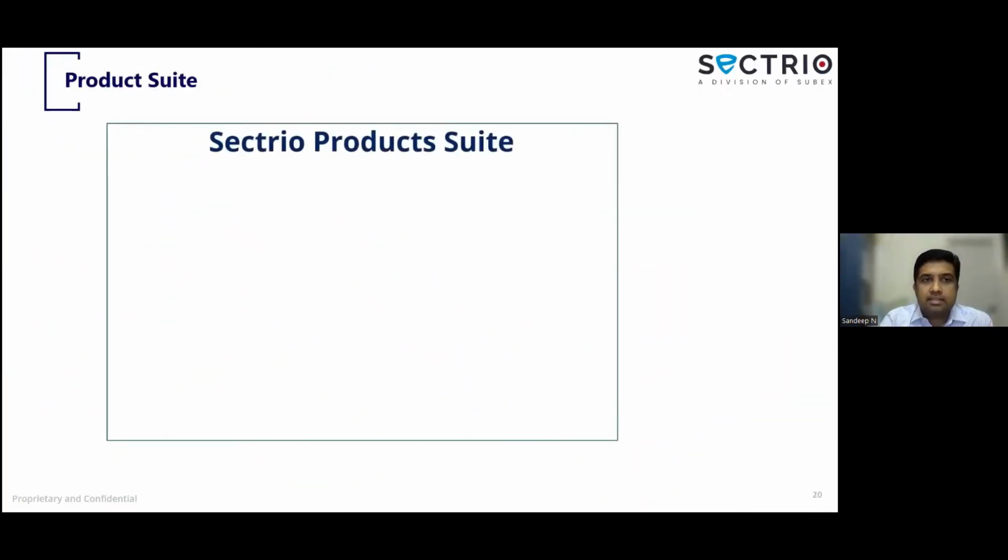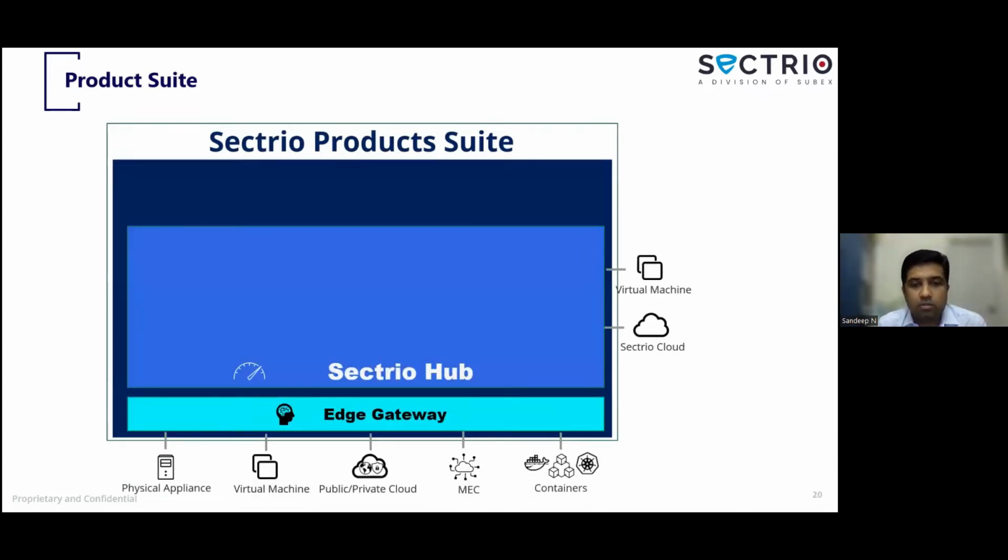So this is what the Sectrio product suite looks like. There are two pieces to the whole solution. There is a hub, and then there is a gateway. And the hub can be deployed on a virtual machine or on a Sectrio cloud.